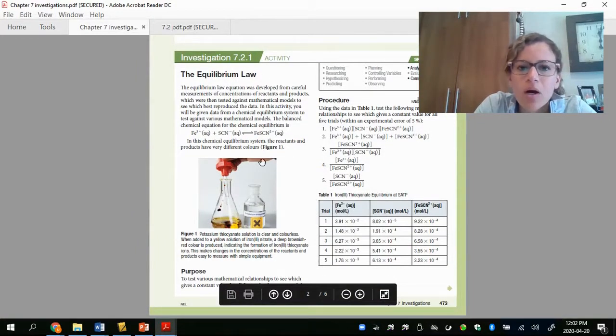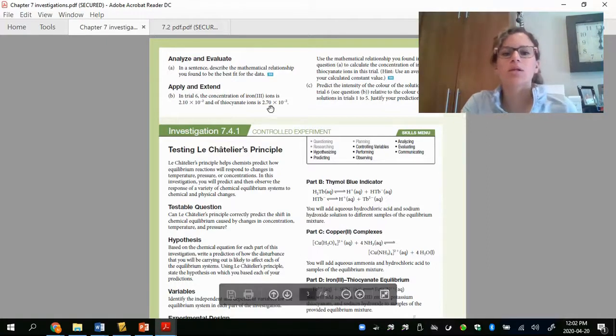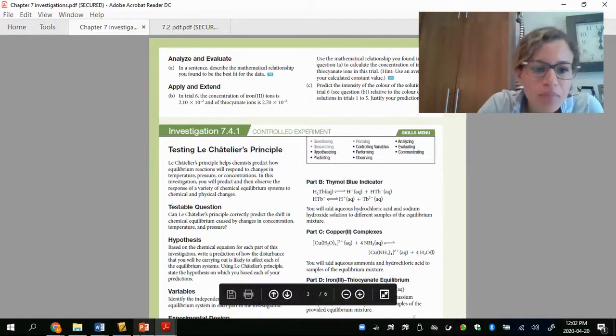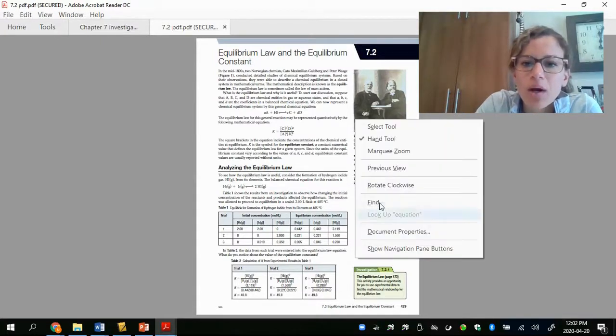So the equilibrium law: you're reading it, and you are testing out the equilibrium law with the data that's given to you in the chart. Then we're going to go to the next page, 474, and you're going to complete these questions here. Check the rubric for submission, and it's due on Thursday. Another thing I want you to read through is the textbook, because it explains how they came about with the equilibrium law.